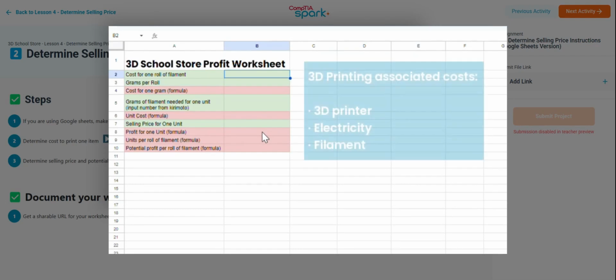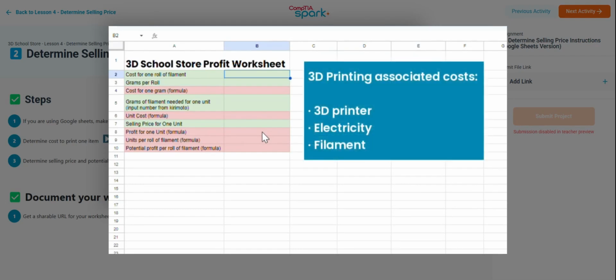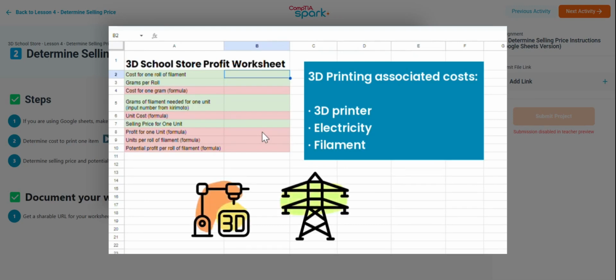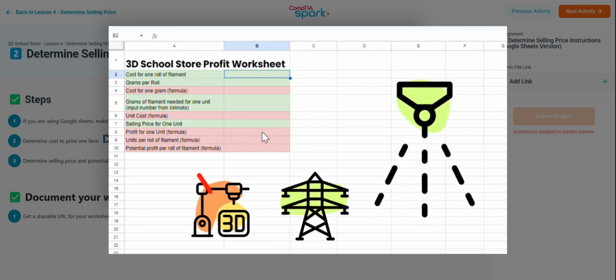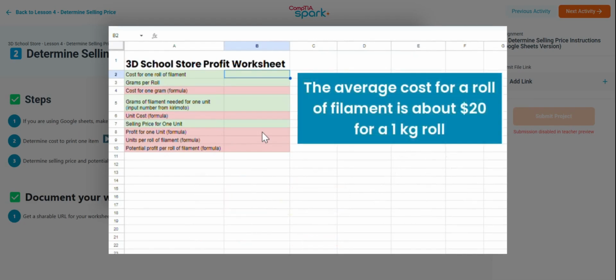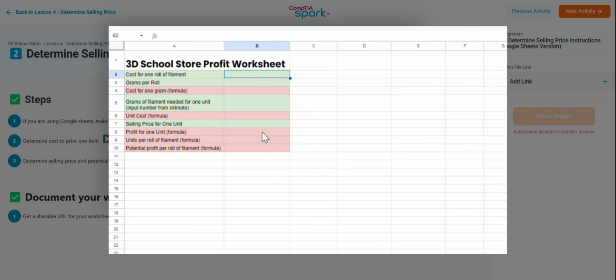The first thing we need to think about is the cost that it will take to print your 3D items. There's the cost of the 3D printer, the cost of the electricity, and the cost of the filament. For this video, we will only focus on the cost of the filament and not the cost of the 3D printer or the electricity to run the machine. The average cost for a roll of filament is about $20 for a 1 kilogram roll. So I'm going to put $20 in cell B2.